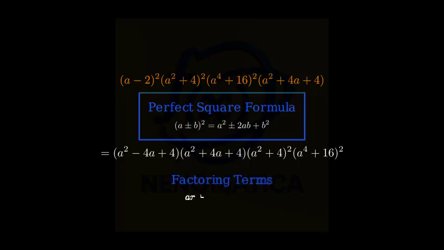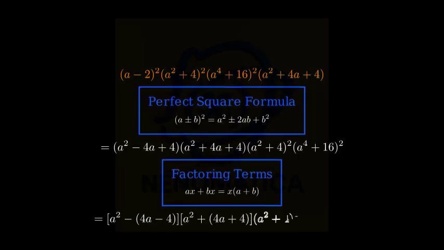We can rewrite the expression as (a² − 4)(a² + 4a + 4)(a² + 4)(a⁴ + 16²). This can be further simplified as (a² − 4)(a² + 4a + 4)(a² + 4)(a⁴ + 16²).